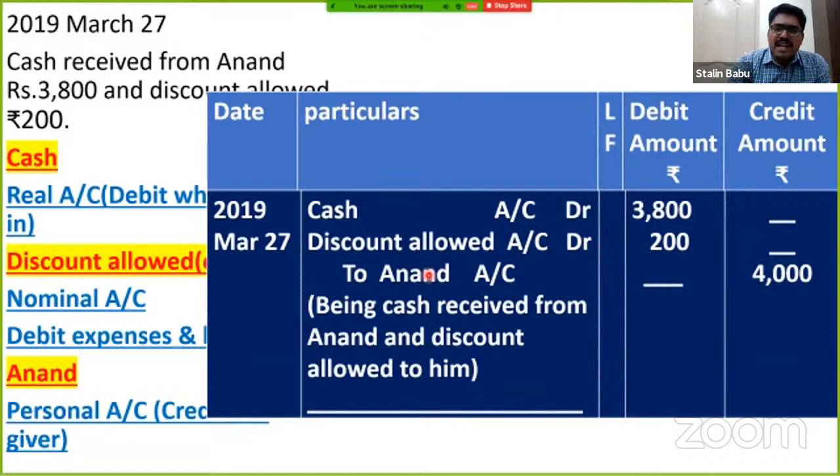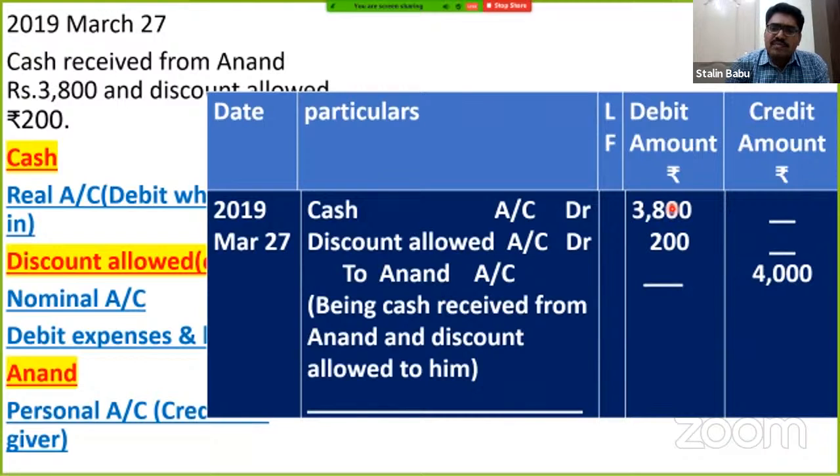Anand is the giver of the cash, so in his account we should enter 4,000 in the credit amount column. We received 3,800 and allowed 200 discount, so the total is 4,000. According to the double entry system, the total value of debit is always equal to the total value of credit. So we have to write 4,000.